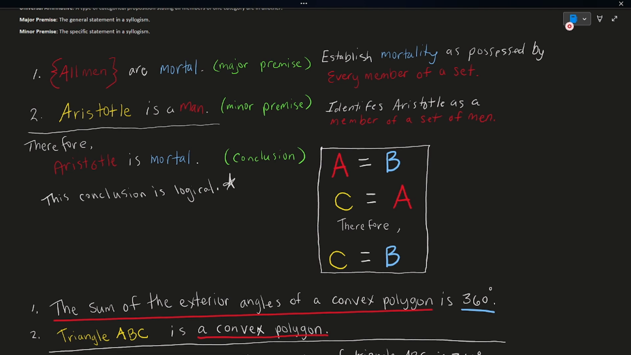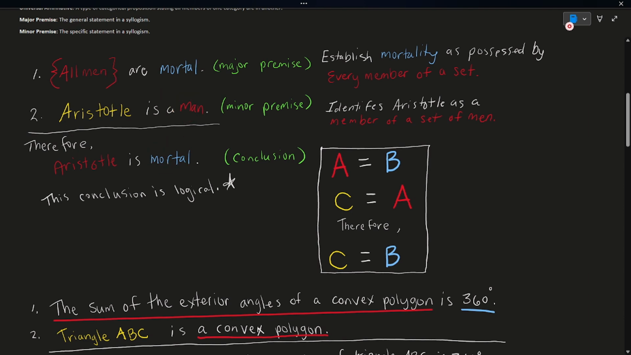So in your major premise, we're going to be establishing mortality as possessed by every member of a set. So all. That's a big word right there. All. Universal, right? And your minor premise is going to identify Aristotle as a member of a set of men, right? The conclusion is that Aristotle, which has been identified as a member of this set, is mortal.